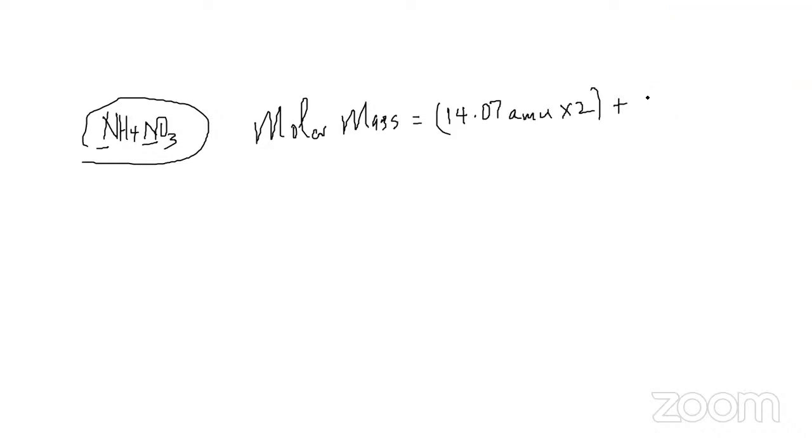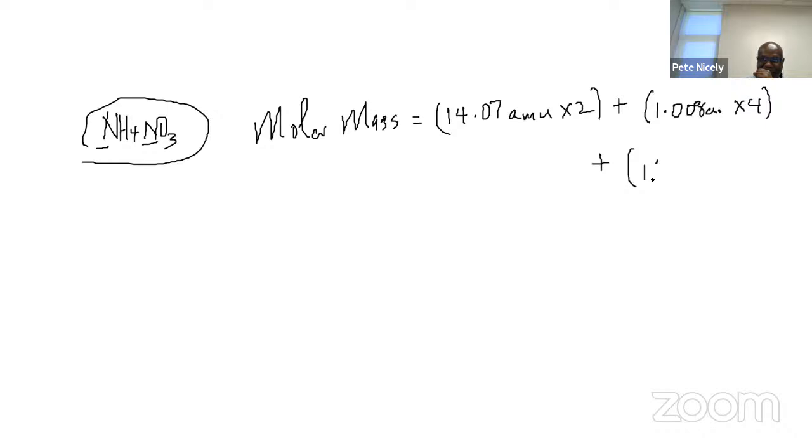And then hydrogen has an atomic mass of 1.008. So times 4. Times 4, okay. And what else? And then add to that 15 point... well, let's round that off to 16.00.